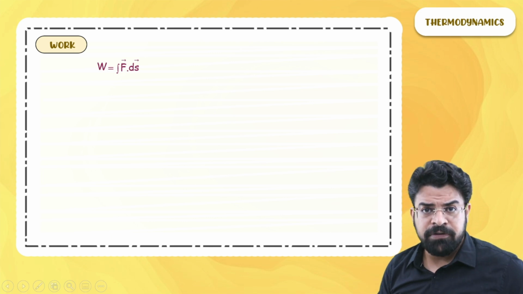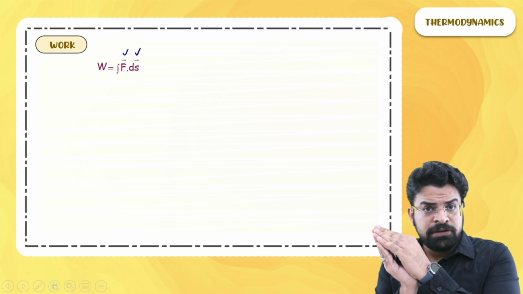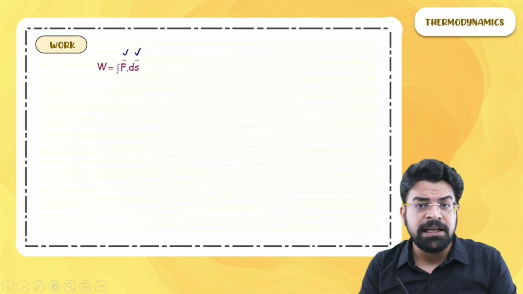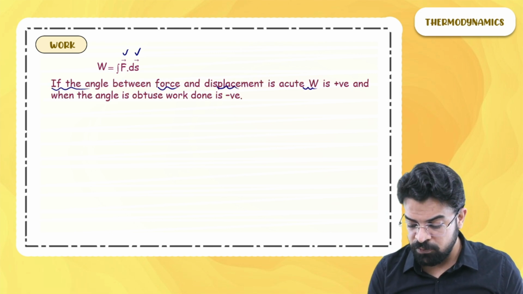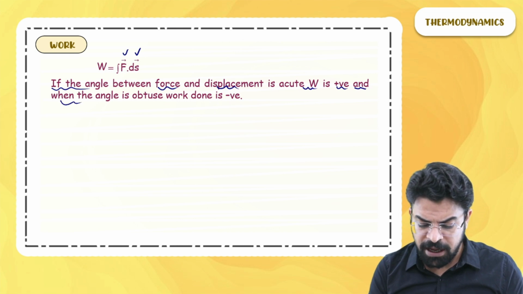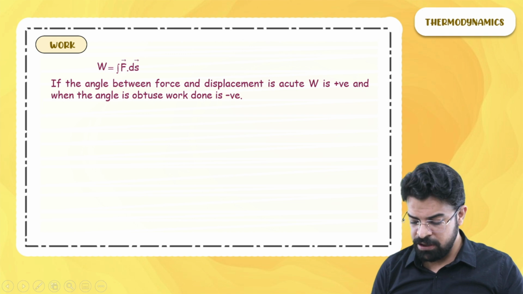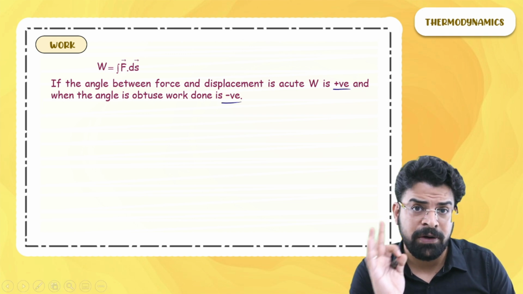When the angle between force and displacement is acute, the sign of work done is positive, and when the angle between force and displacement is obtuse, then the sign of work done is negative. So if the angle is acute, work done is positive, and when the angle is obtuse, the work done is negative. So you have to know this thing. Now, once you know this, what I am trying to explain here is really important.